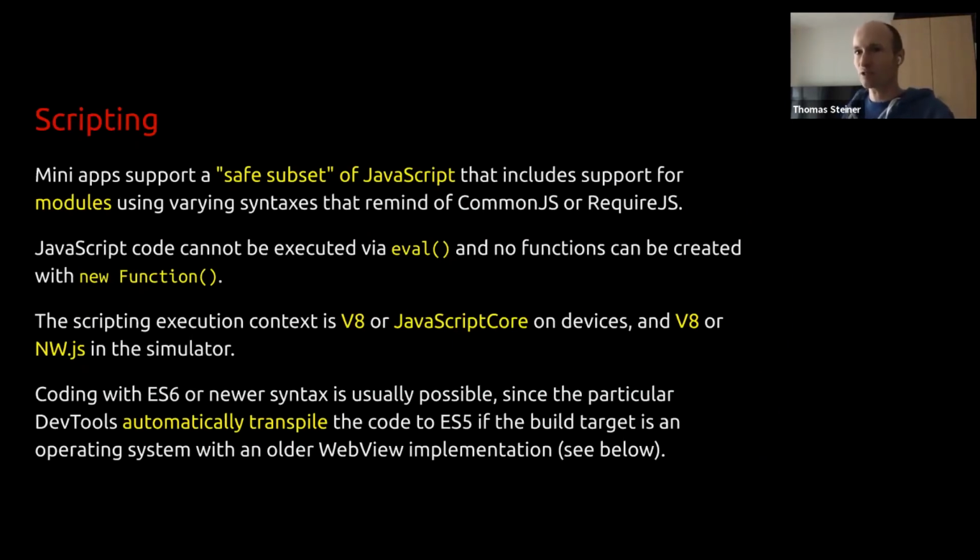The scripting execution context is V8 or JavaScript Core, depending on the device. For Android, it's V8. JavaScript Core means it's running on an iOS device. And in the simulators, it's V8 or NW.js. And coding with ES6 or newer JavaScript syntax is possible because the DevTools automatically transpile the code to ES5 if the build target is an operating system with an older web view. But this is, of course, becoming less and less relevant just because web browsers in general and web views catch up. And then the build dynamically transpiles to older syntax only if necessary.